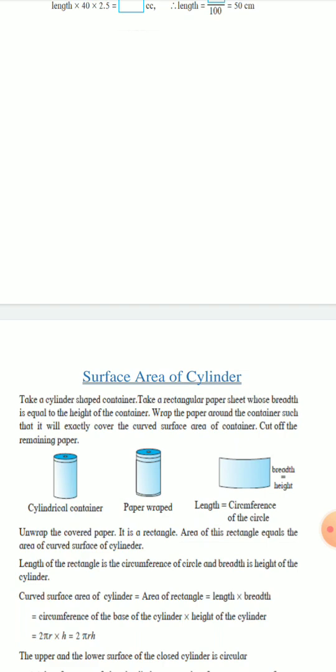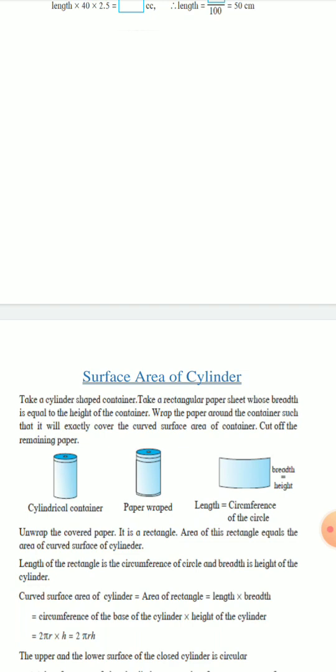Now what I have to do is calculate the surface area of a cylinder. In order to calculate the surface area of a cylinder, we are doing one small activity. With the help of this activity, we can easily generate the formula for the surface area of a cylinder. See, I already told you, instead of remembering formulae, try to generate the formulae.